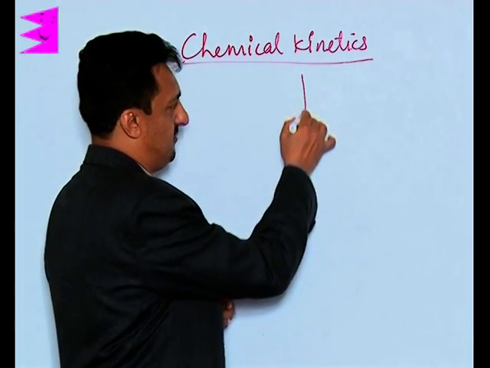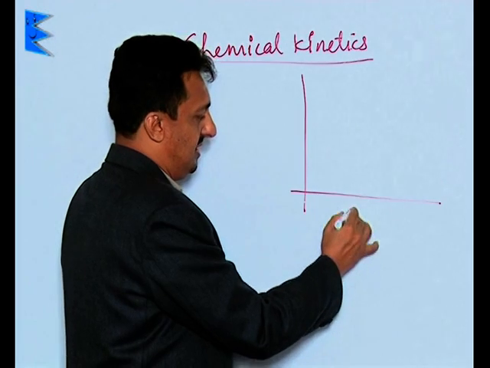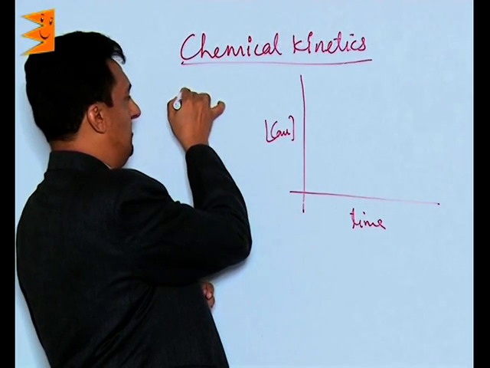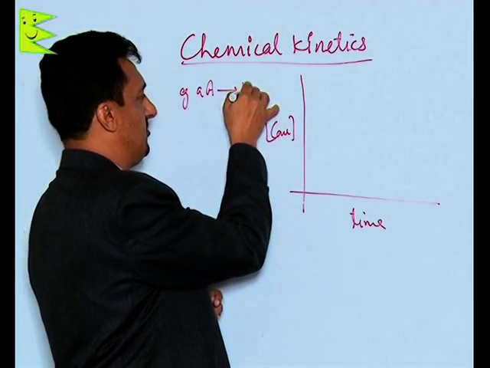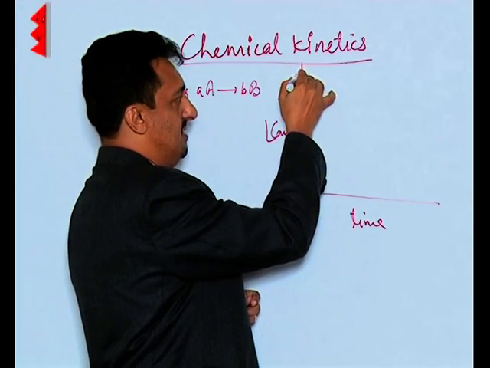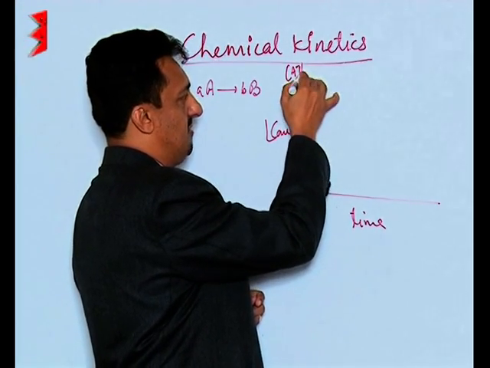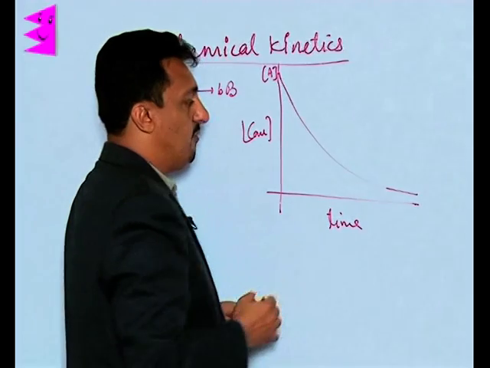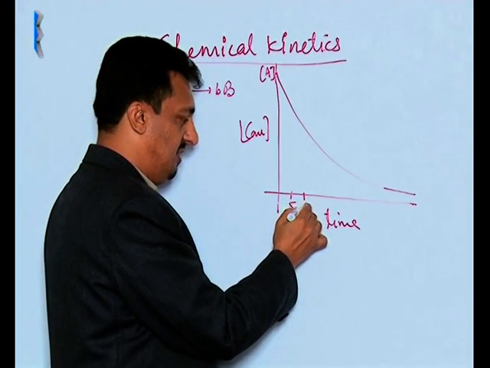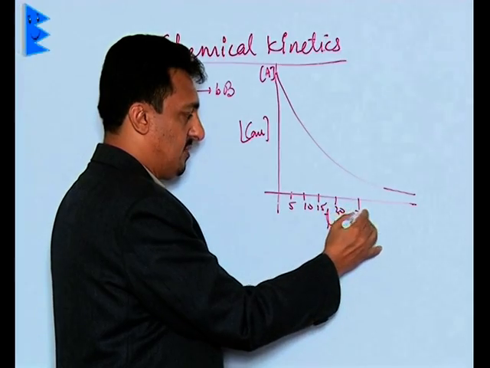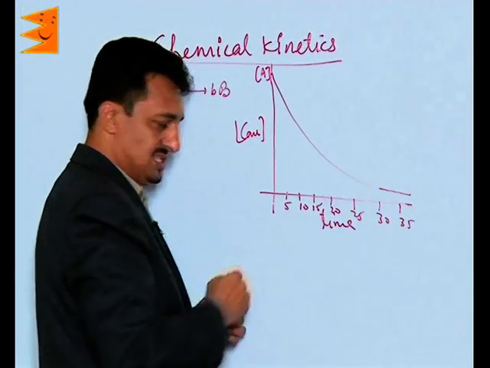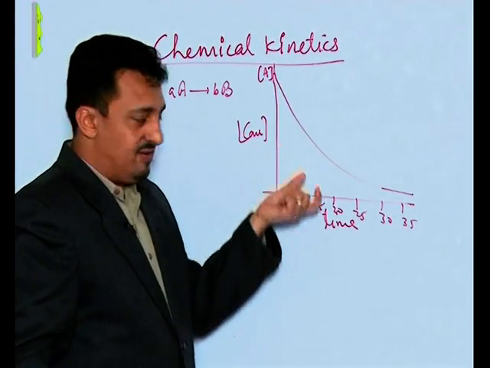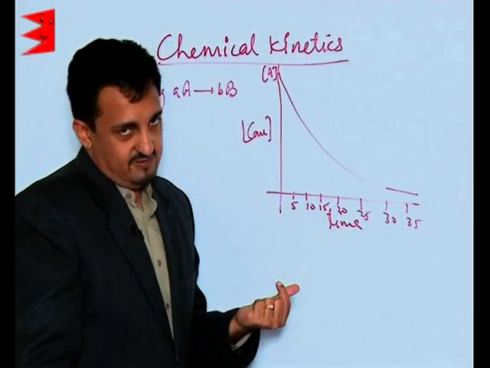Let us understand this graphically. We have plotted a graph between concentration and time for an example in which A moles of A change to B moles of B, and the concentration of A is varying like this. We have taken the readings at 5, 10, 15, 20, 25, 30, 35 minutes. Now we can find the average rate of the reaction for any time interval from this data.